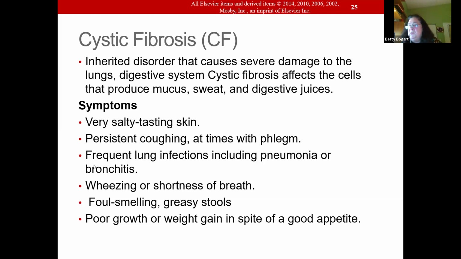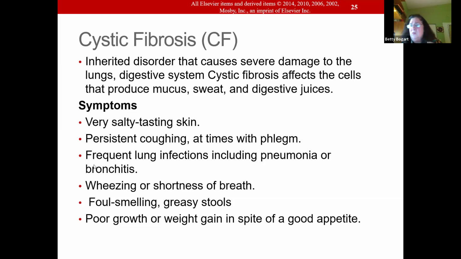Because it's so much mucus, they get a lot of infections. You have these children on aerosols with antibiotics, oral antibiotics. Now, you're going to hear all those respiratory sounds, wheezing, shortness of breath, because this mucus is occupying space in those lungs. Now, what happens with that small intestines and all of this digestion?